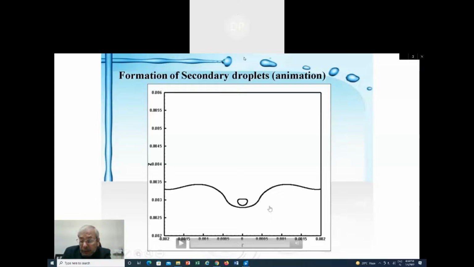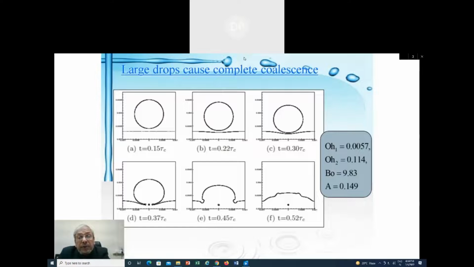We repeated another famous experiment of Thoroddsen, where a drop of 18% polyethylene oxide in aqueous solution is falling through a medium, and you can see here it is complete coalescence, but a small drop is captured or arrested within the pool.